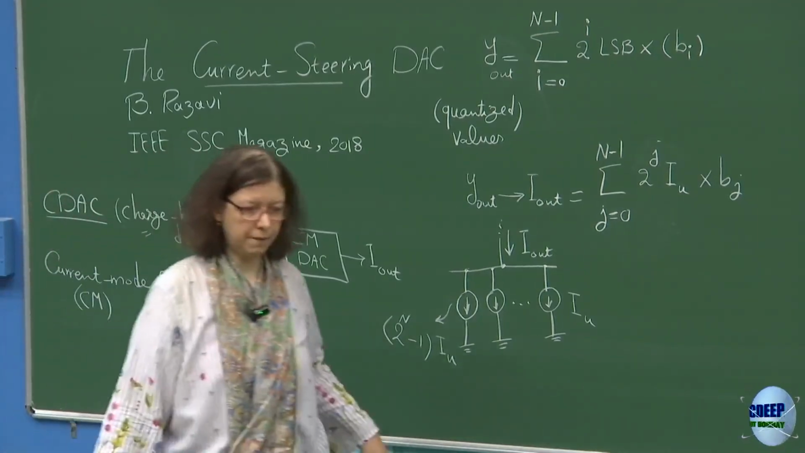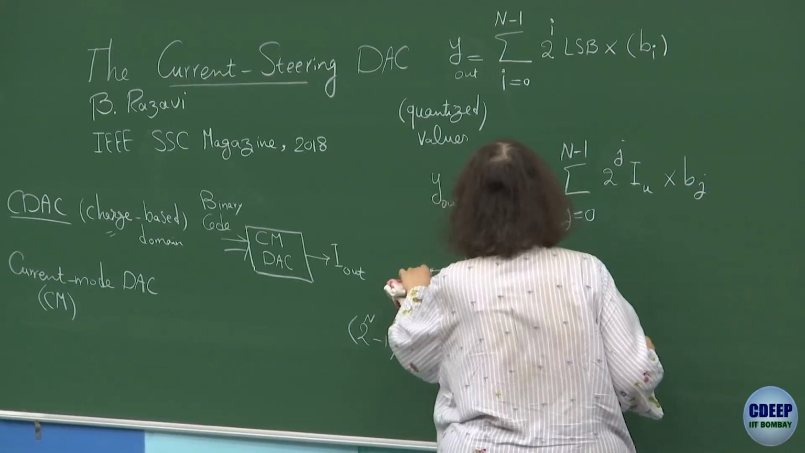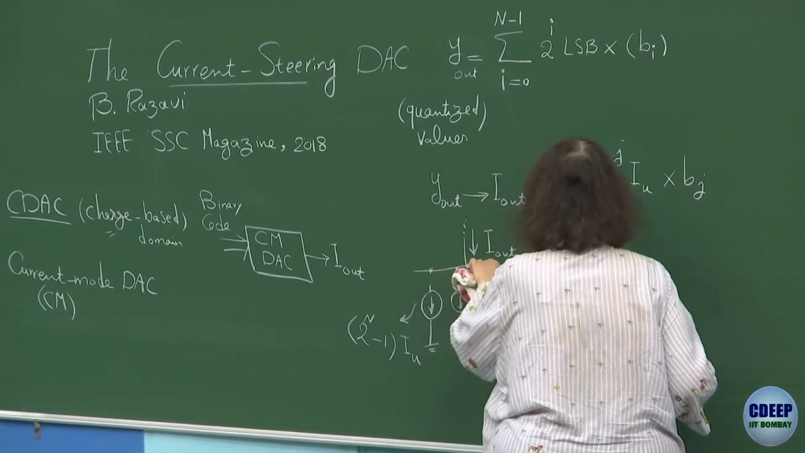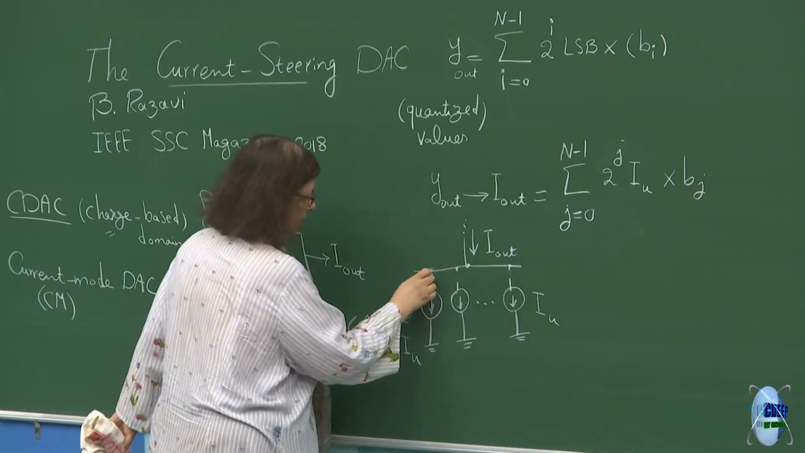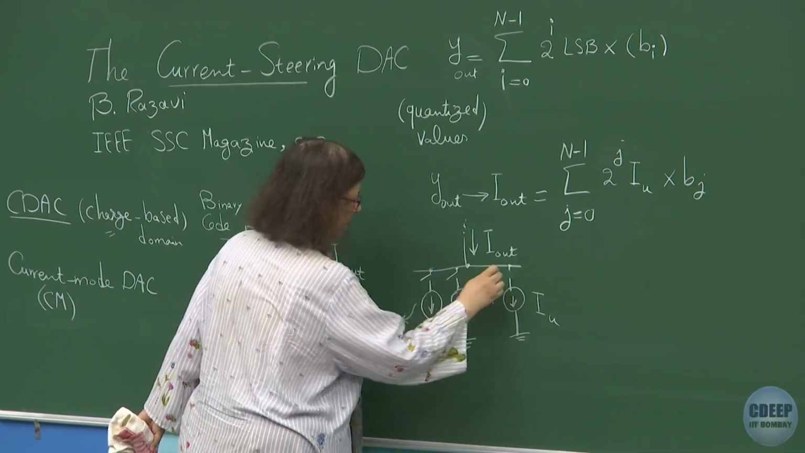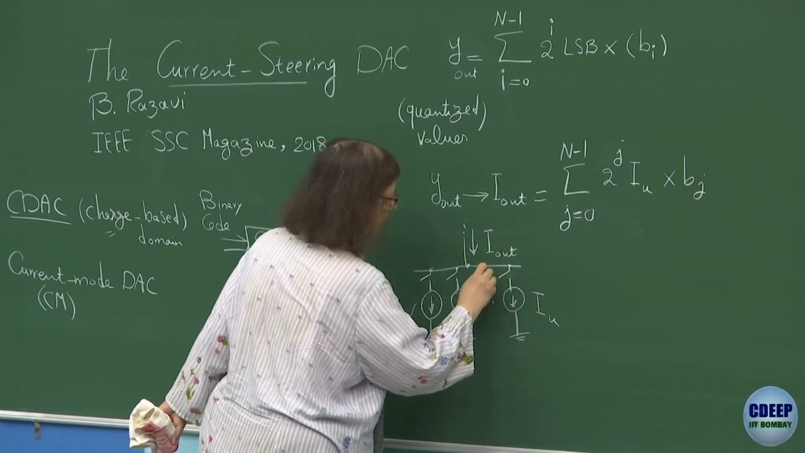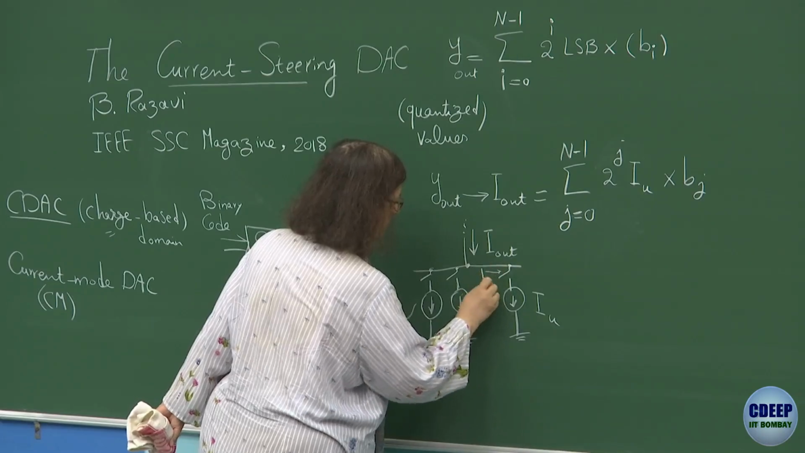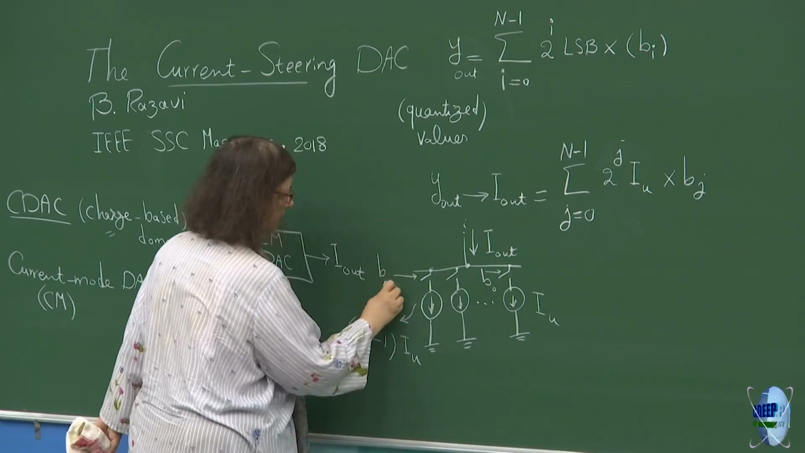So I don't need to have anything specific for 0. All I need to do is add some switches here. So therefore, I add switches. And what controls these switches? For example, for the first switch, control is with B0. For the last switch, it is with Bn minus 1.